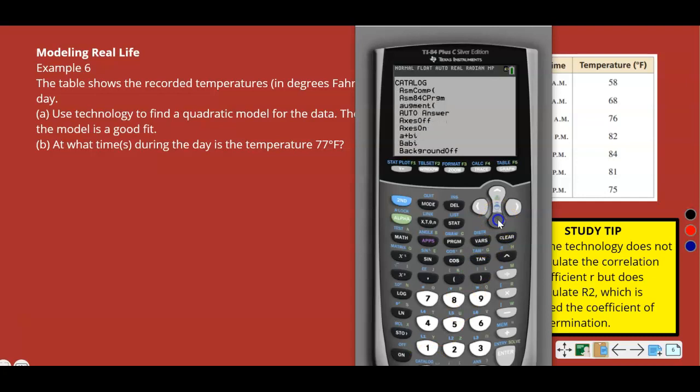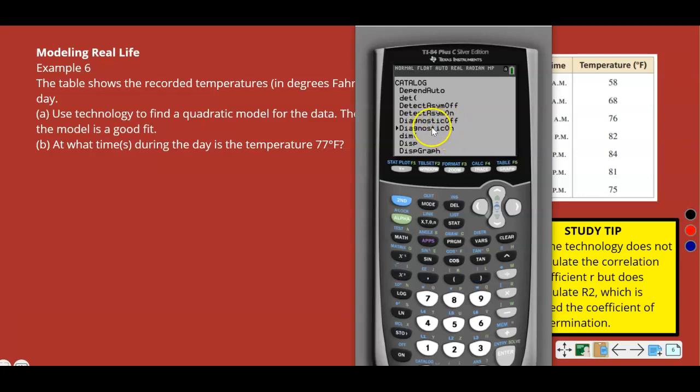You probably can hit D and it'll jump down to diagnostics, or you can just scroll down through your list. It's a catalog of every function in the calculator, so there's a lot of information in here. If you want to play around one day and see what all the functions are, this would be a good place to do that. Right now we want diagnostics on.